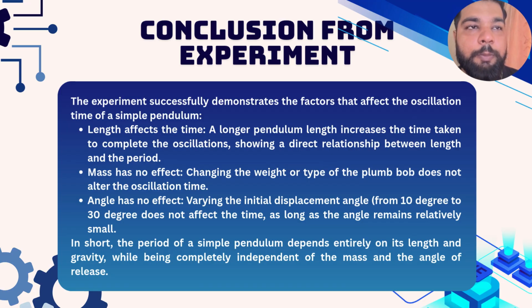The second point is mass has no effect. Changing the weight or type of the plumb bob does not alter the oscillation time. The third point is angle has no effect. Varying the initial displacement angle from 10 degrees to 30 degrees does not affect the time, as long as the angle remains relatively small. In short, the period of a simple pendulum depends entirely on its length and gravity, while being completely independent of the mass and the angle of release.